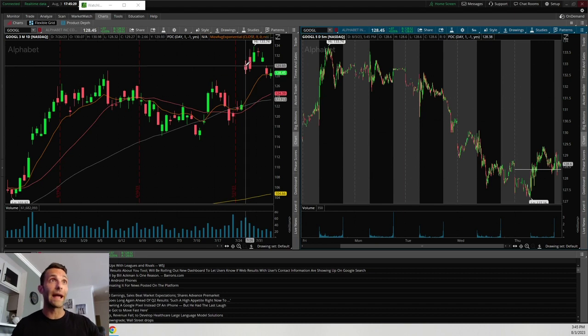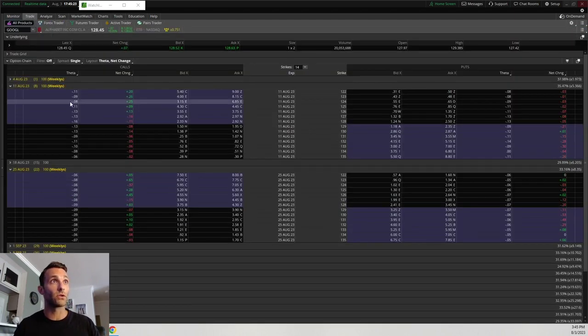So we're going to go back into the options chain. I'm going to click on trade, and we're looking at the August 11th versus the August 25th, similar to Meta. So we're going to look at a couple different expiration dates, one that's closer and one that's a little farther out. So I said that I believe that Google has the possibility of going to 130. That's just my guess based on all the other factors that I've considered.